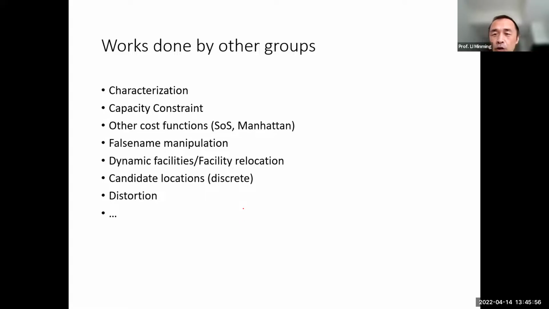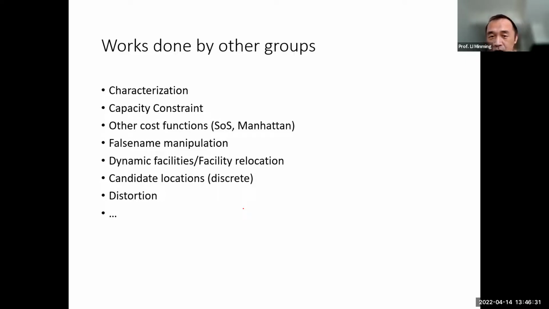Okay, and then other groups actually also have done a lot of work. For example, people also care about the so-called characterization. So basically, they show what kind of mechanisms can be strategy-proof. They are trying to narrow down the possible strategy-proof mechanisms by saying, okay, a strategy-proof mechanism has to follow this property, that property, and that property. And then mechanisms that satisfy these properties are strategy-proof. So this is the so-called characterization, all right? And then people also study the so-called capacity constraint. Each facility can only serve, say, 2 people or 10 people, etc.